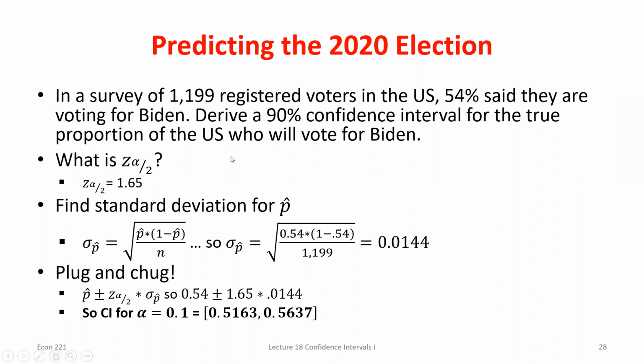Now we've got our z-score. We can compute the standard deviation of our sample proportions by plugging in our values here. And then it's just a matter of plugging everything into that confidence interval. So we get this nice lower and upper bound where the true population proportion of people who are going to vote for Biden is somewhere between 0.51 and 0.56.